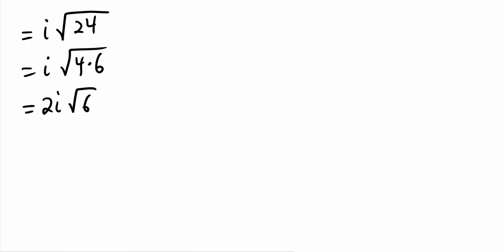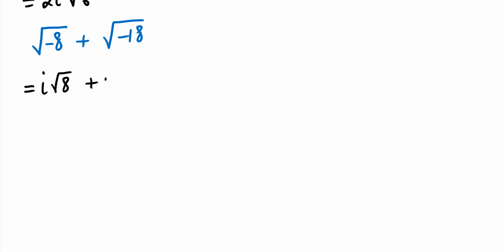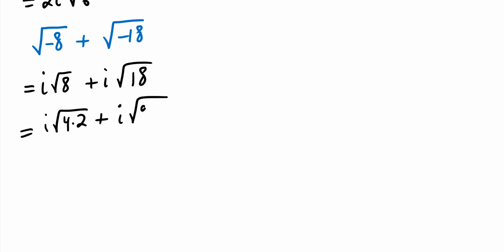Let's look at another example. What if we are asked to find the square root of -8 plus the square root of -18? What do we do here? We take the negatives outside as an i first. That's the first step. Then the 8 we can write as 4 times 2, and 18 I can write as 9 times 2.